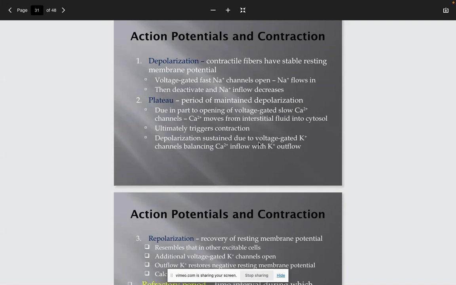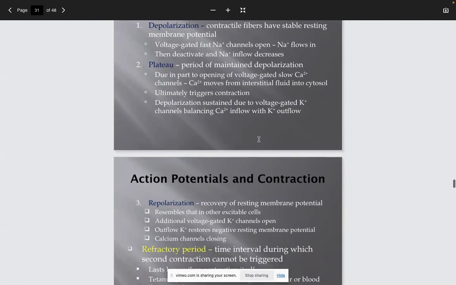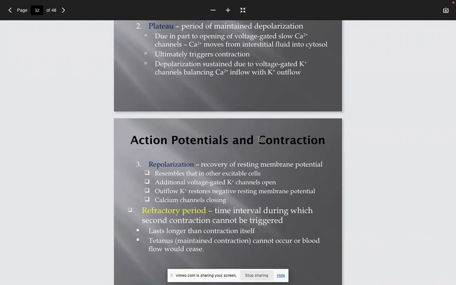So if I ask you which of the following ions are responsible for depolarization, you would tell me the sodium channels. If I said what ions are present during the plateau period, you would say calcium and potassium, right? And if I ask you what ion was responsible for repolarization, you would tell me that it's the potassium channels. Because again, we have outflow due to the potassium. It's restoring the negative resting membrane potential.